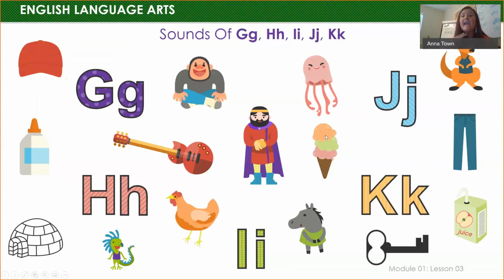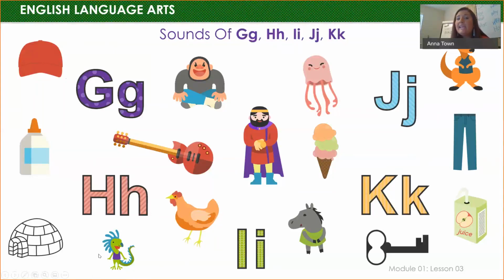Let me hear you say I, like an ice cream, ice cream. It also makes the short sound, which is I. Let me hear you say I, like an igloo and iguana. Igloo and iguana make the short I sound. You say igloo, iguana.